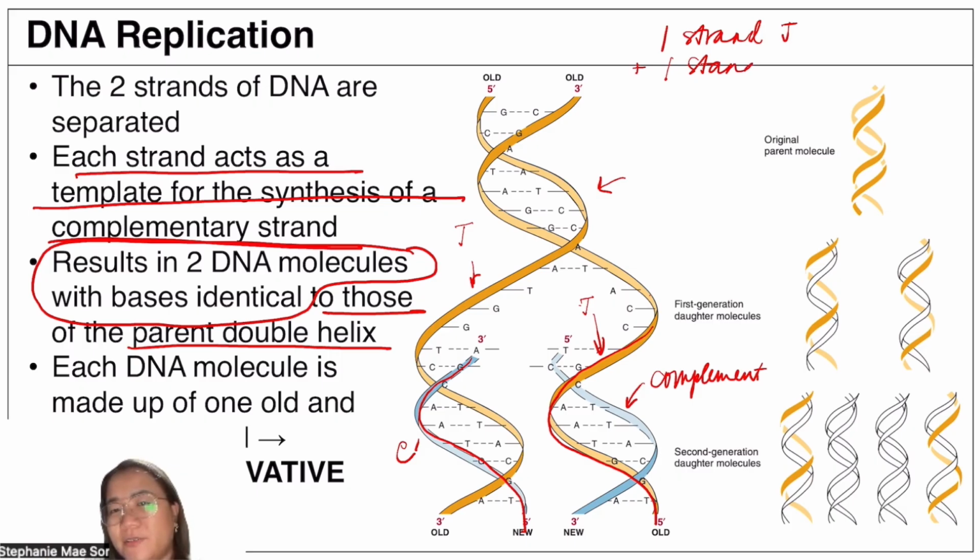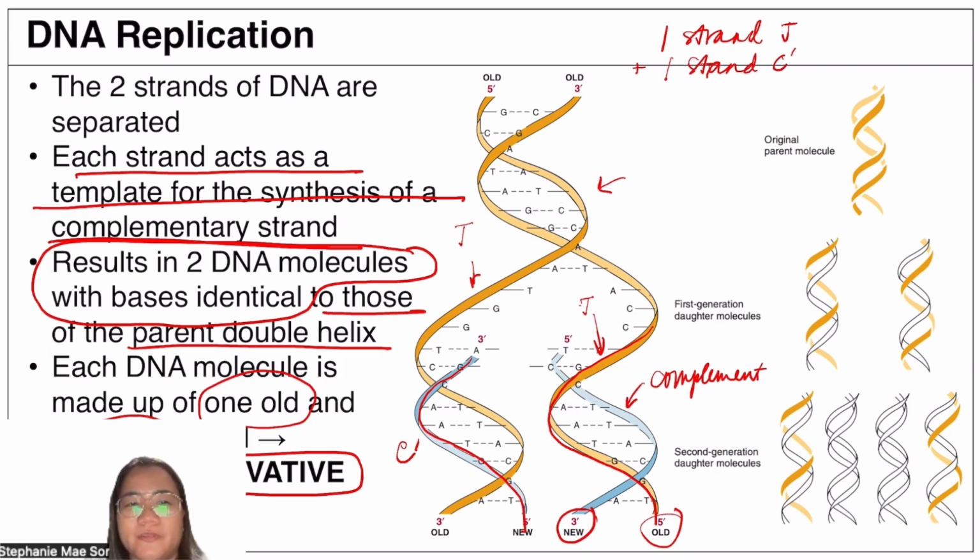So each of your DNA molecules is made up of one old strand, kasi di ba hinati mo nga to, tapos kumuha ka lang ng complement. And then, itong other half naman, ginawa mo din yung complement niya. So, you have one old strand and you have one new strand. That's why you call the process of DNA replication semi-conservative. Kasi semi-conservative, you conserve one of the strands and then the other strand is new. Okay? So, one strand is conserved, the other strand is new.